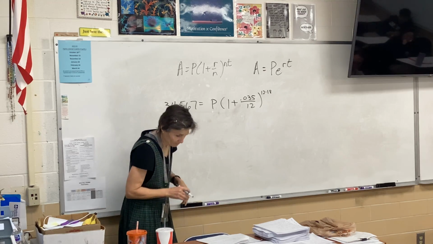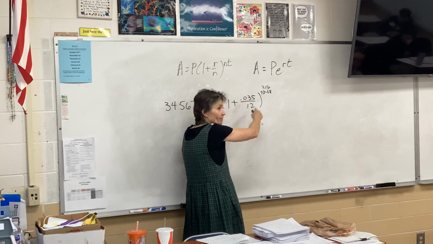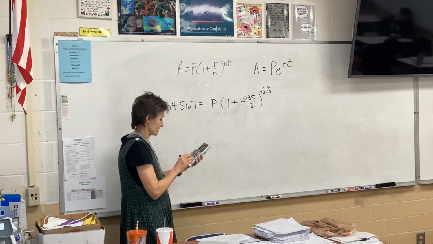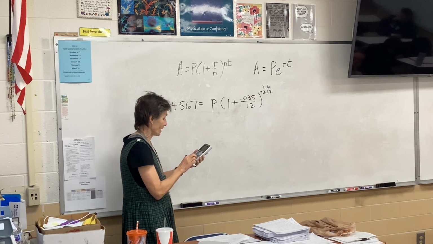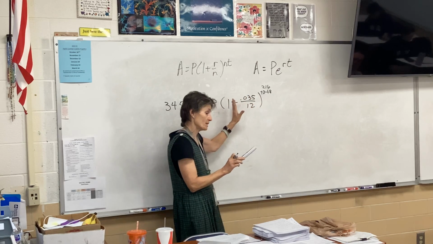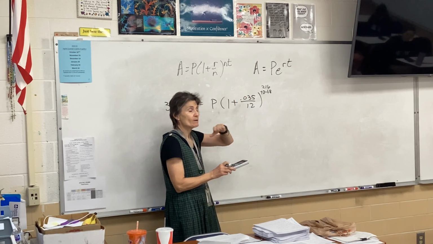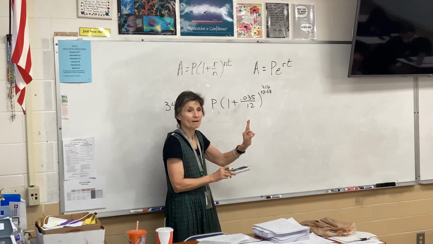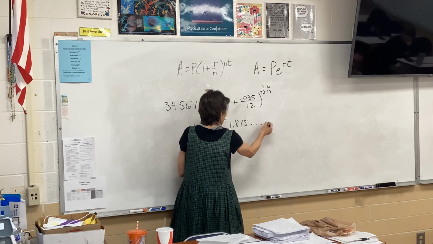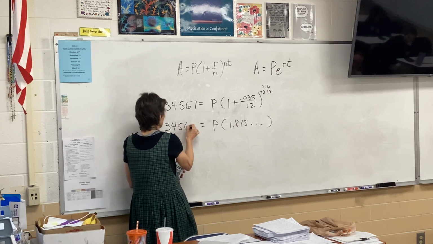Now, first of all, what's 12 times 18? 216. Can I type this in on my calculator? I absolutely can. So I'm going to type 1, oops, I need parentheses, 1 plus 0.035 divided by 12, raised to the 216. So I have a number now for this. I have 1.8758, right? That's the number I have. There is zero reason that I would write that number down. There it is, okay? I'm not rounding it off. I'm not even writing it down on my paper. I only showed it for you to see it.